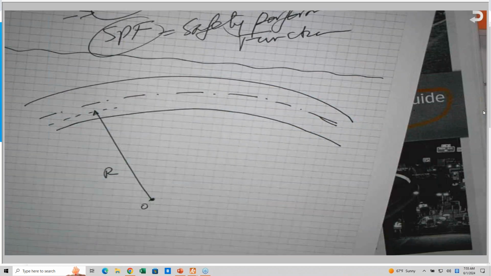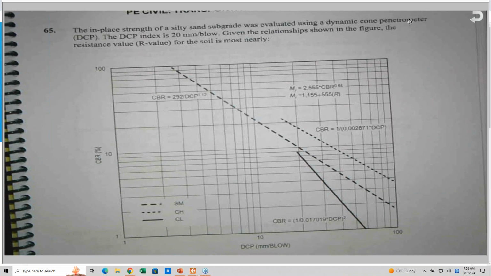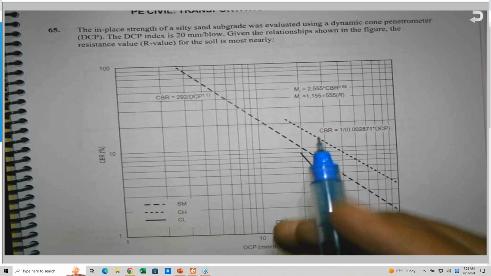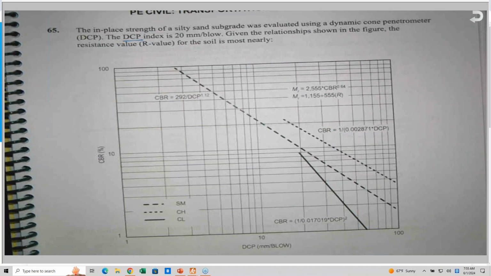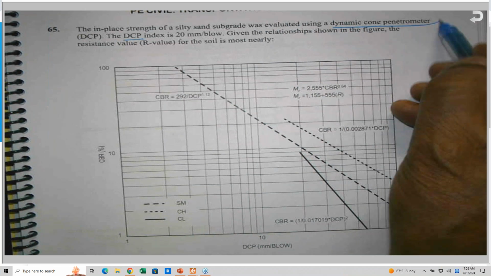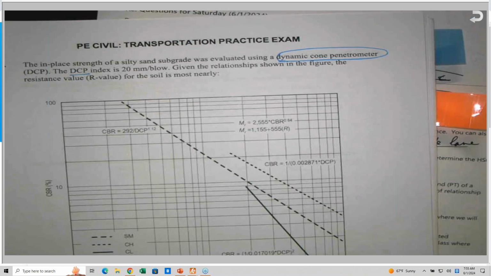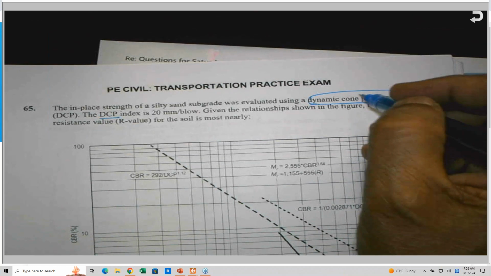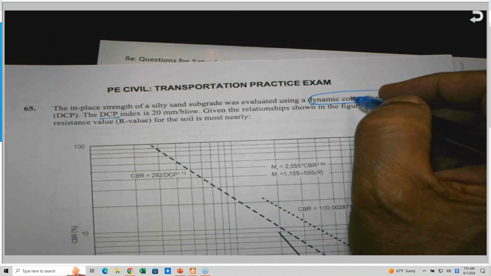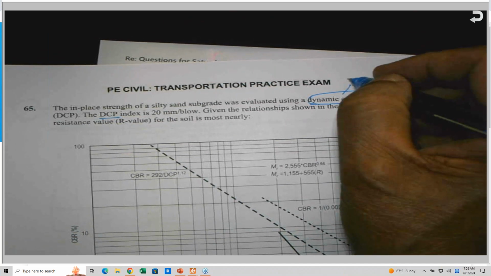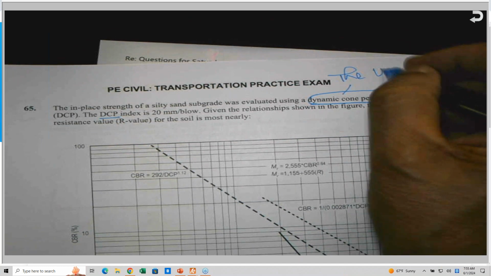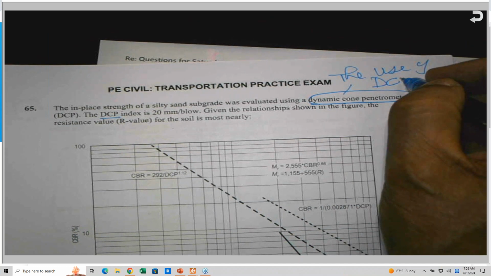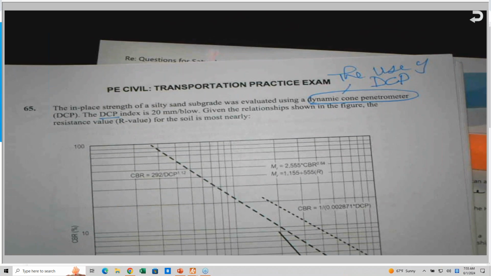Okay, 65. This figure is taken from a document prepared as a project, and it is asking about the DCP, the dynamic cone penetrometer, which is always on the exam, by the way. This question, by the way, I talked about the DCP, and I needed to know what the use of it is, the use of the DCP, the dynamic cone penetrometer.